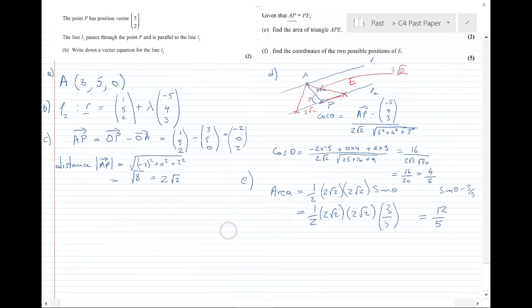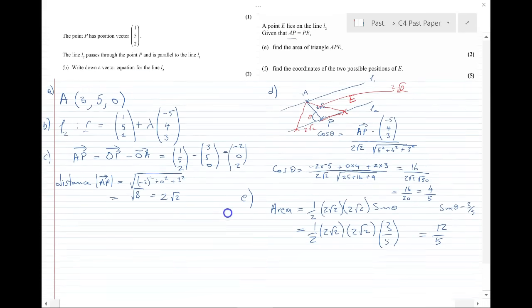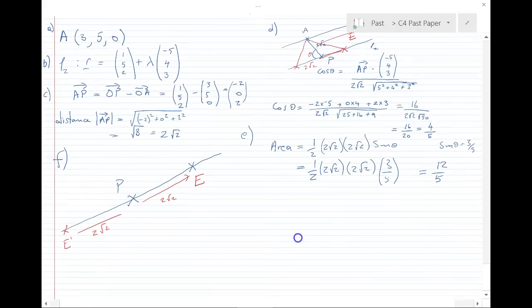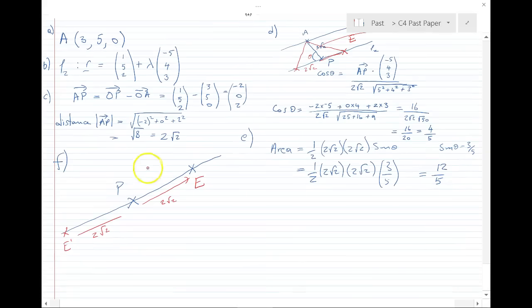Okay, so we've got one final bit to do, but it's 5 marks. I'm going to redraw this diagram here for part F. What we're looking for is, we've got the point P here, and we've got the two possible points for E. You can call it E dash here, whatever. We know that this length here is 2 root 2, so we know the direction of this vector.